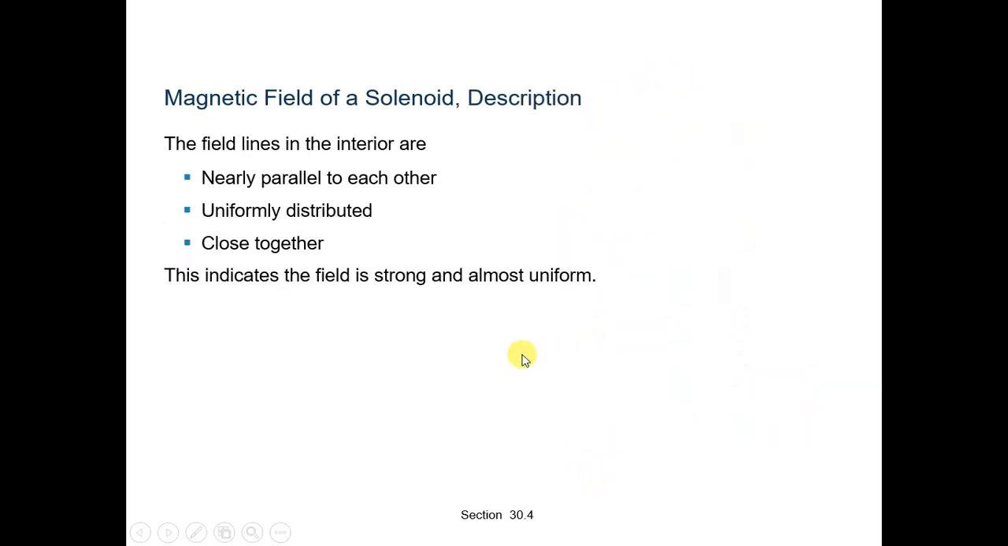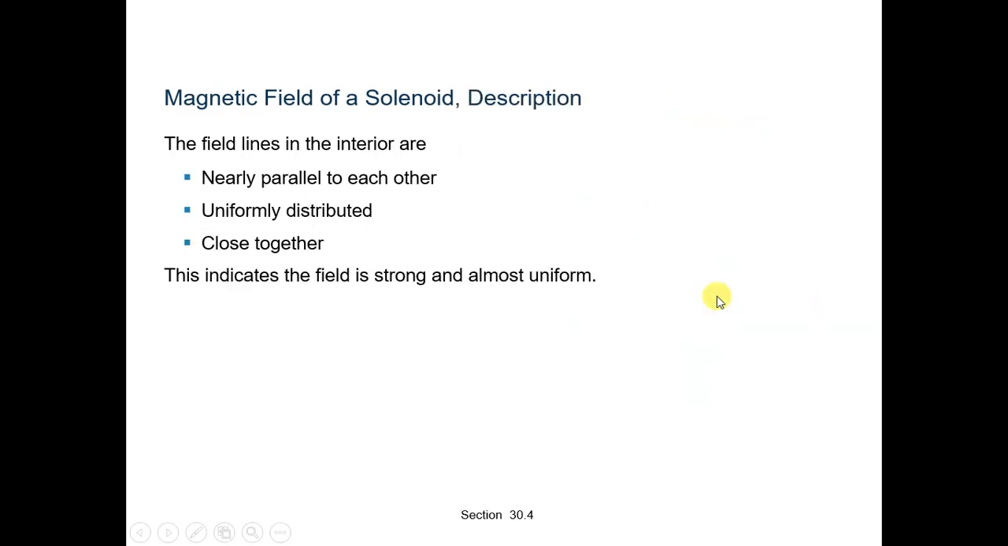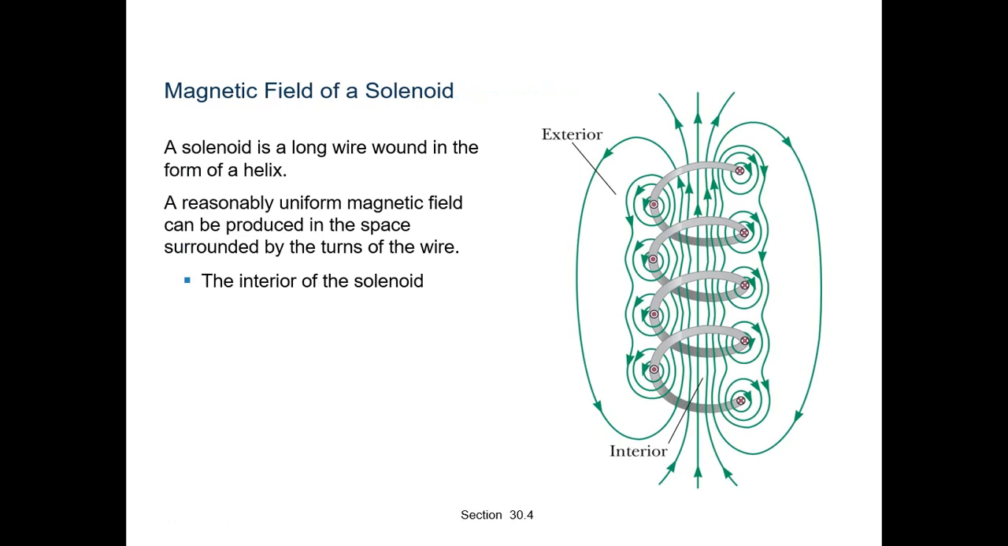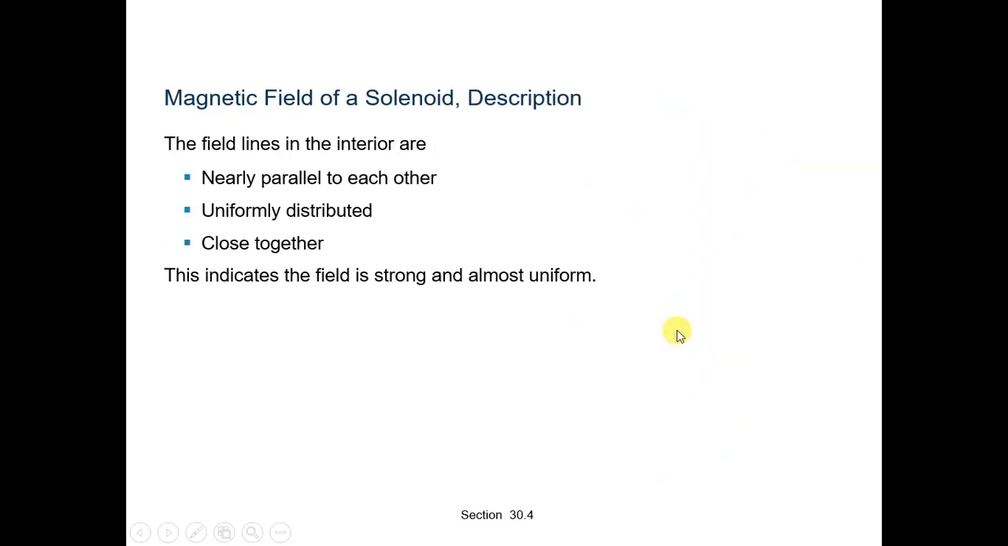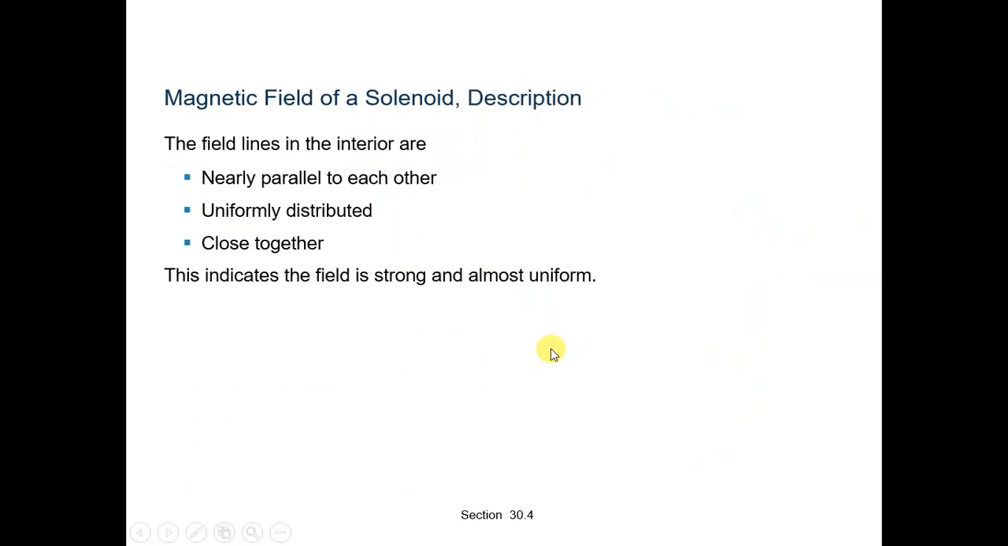In the interior of the solenoid, the field lines are nearly parallel to each other and uniformly distributed. It is not an irregular distribution. They are close together, and this indicates that the field is strong and almost uniform. This is our solenoid.